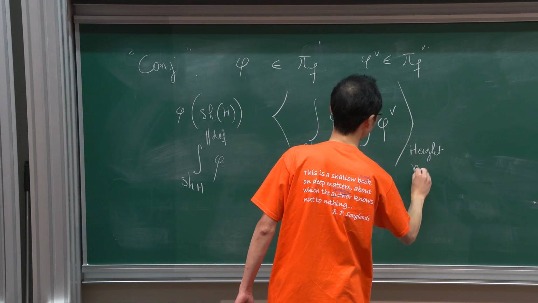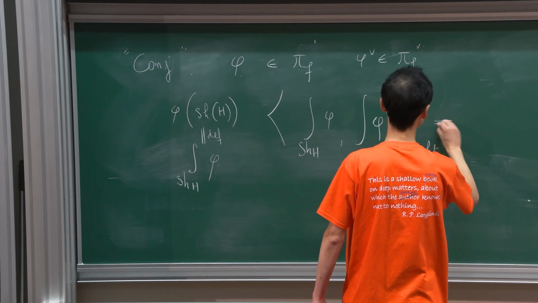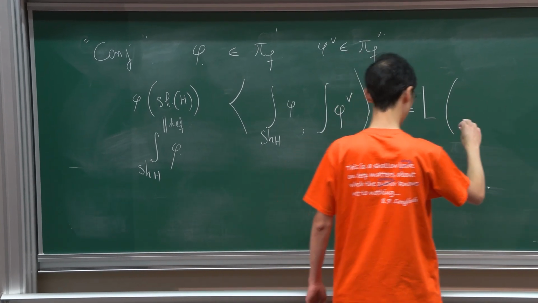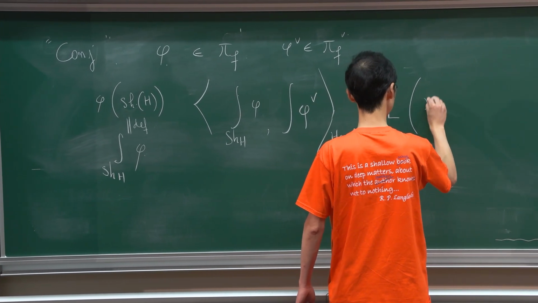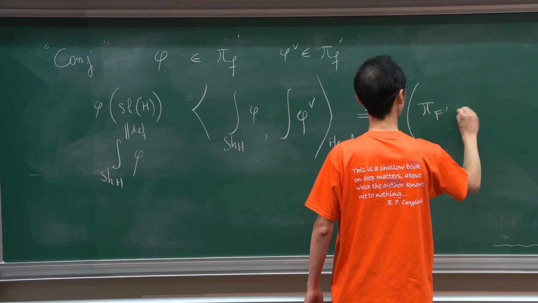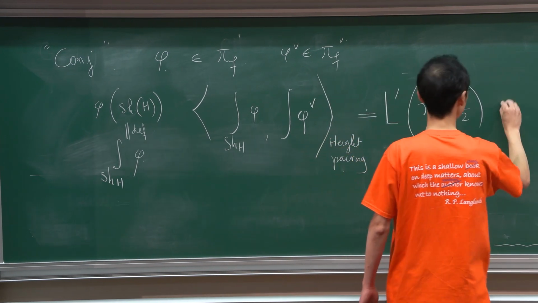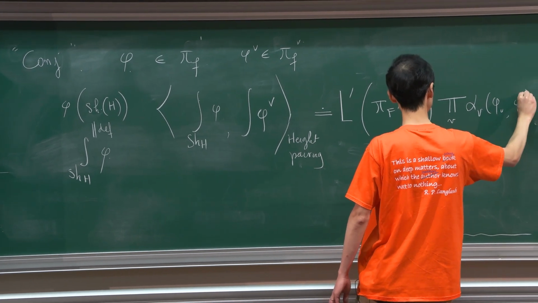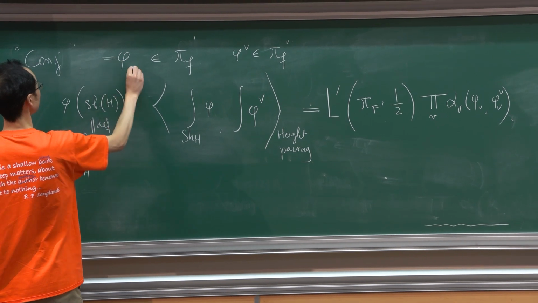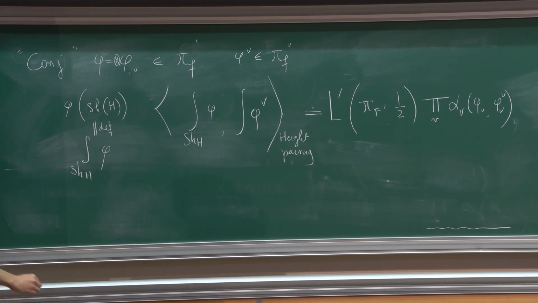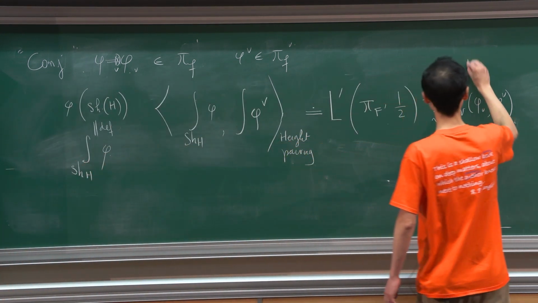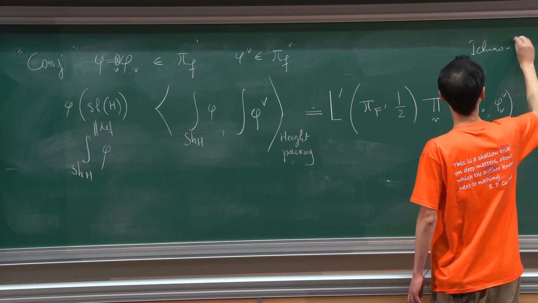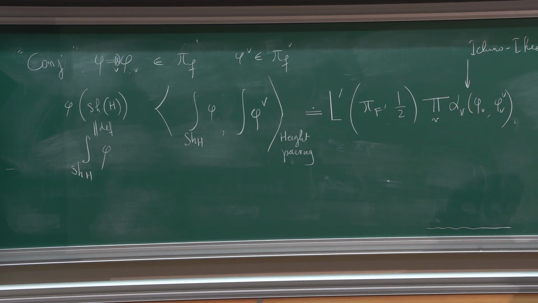So the height pairing, whichever version you take, that we talked about earlier, is supposed to be given by the L function. It's the same L function which appears in the global Gross-Prasad conjecture, the derivative of L of pi f prime, times the local quantity. Suppose this is a tensor, it's decomposable. It looks the same. And the local quantity is defined as, you know, a Yuan-Zhang-Ichino-Ikeda type conjecture. Okay, so that's the formulation of the conjecture.